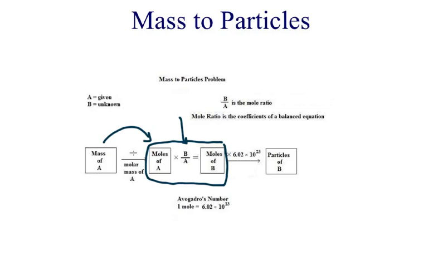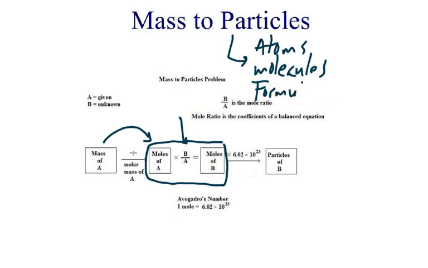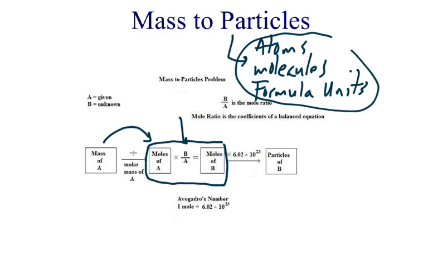But pay attention to what unit they want. Maybe they don't want the answer in grams. Maybe they want particles of B. And remember, particles is a generic term. Maybe they're looking for atoms of B, of the unknown, or molecules. These are some of the terms that are used often to represent particles. It could be atoms, molecules. You might even see formula units. If you see any of these terms, they're all specific types of particles.